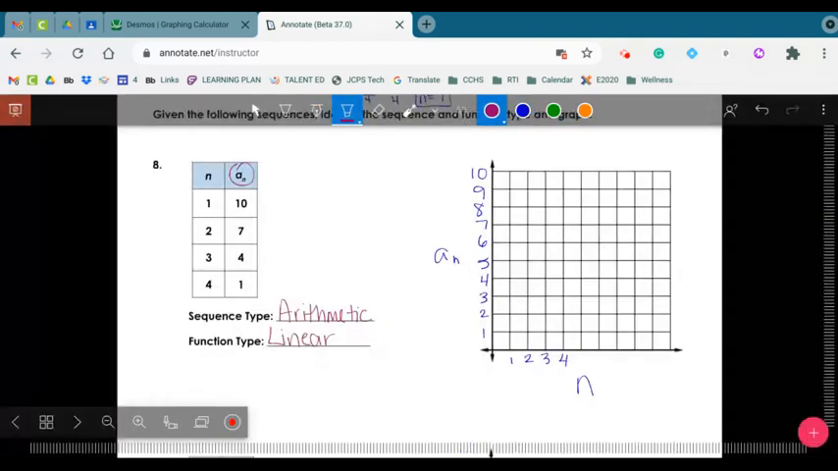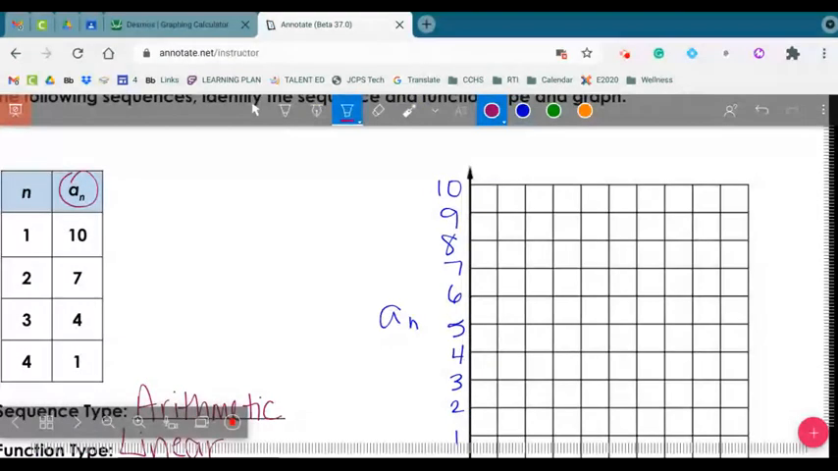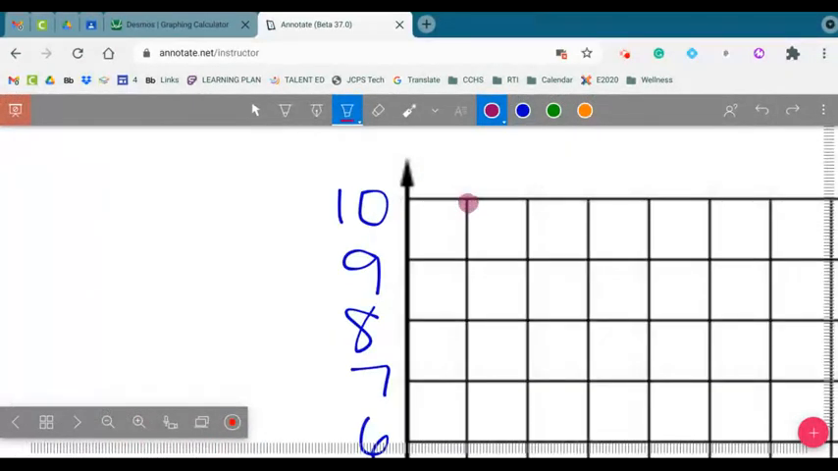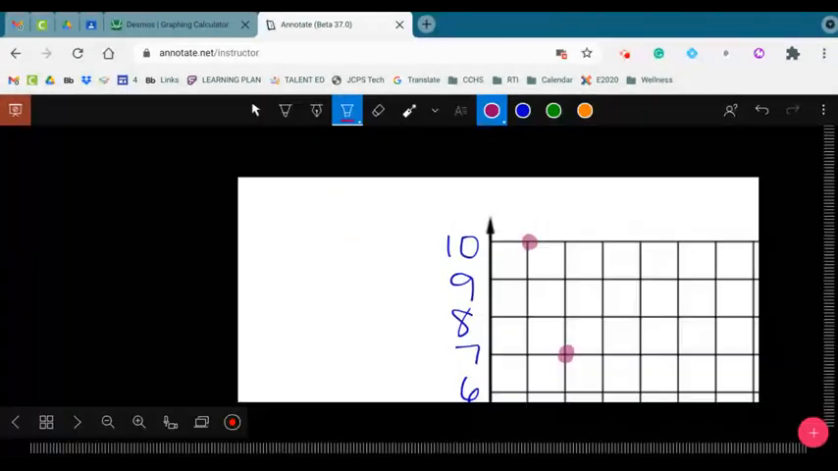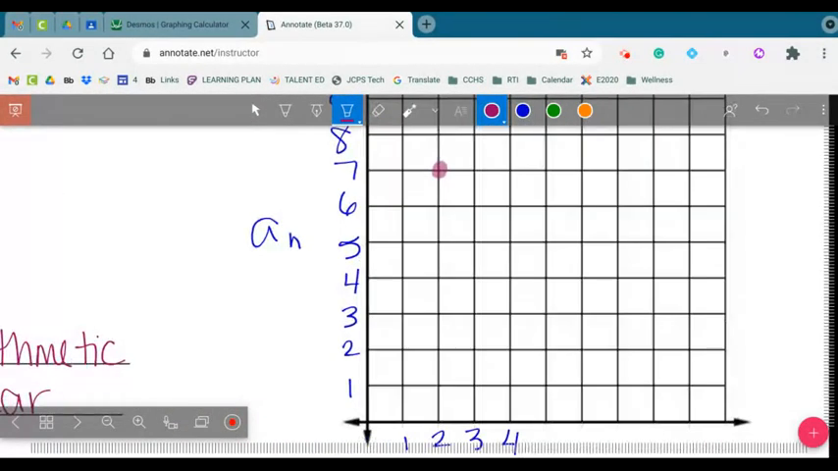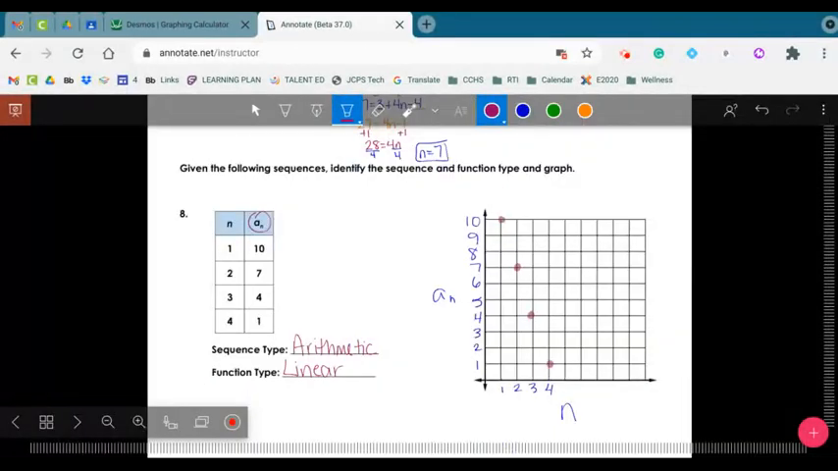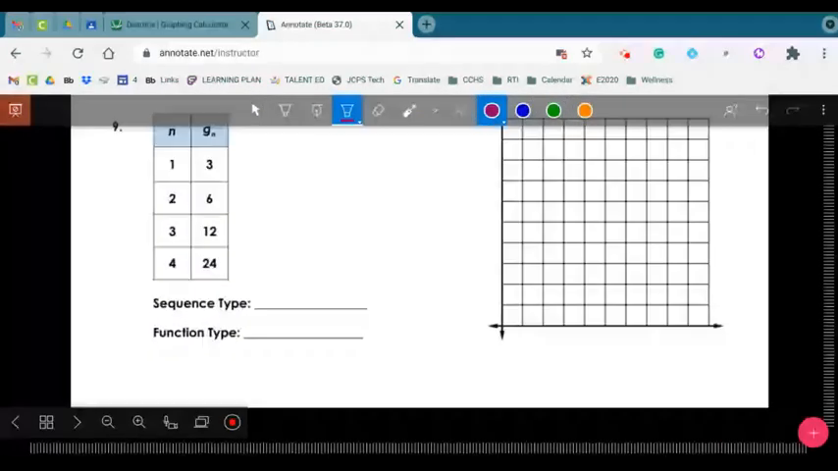Okay, and then we plot our points. So 1, 10. 2, 7. 3, 4. And then 4, 1. Those are our 4 points, you guys. And remember, do not connect your dots. Okay, next one.